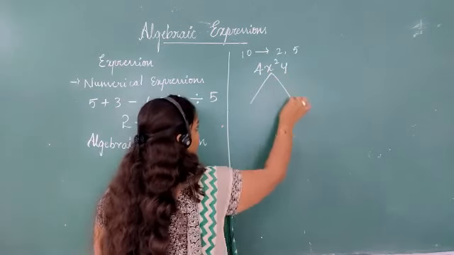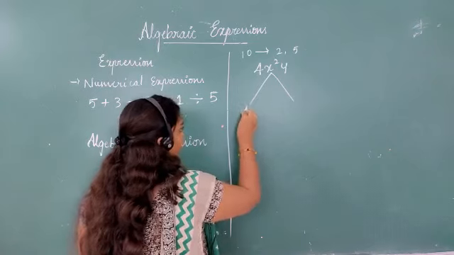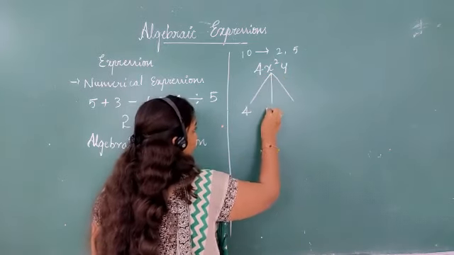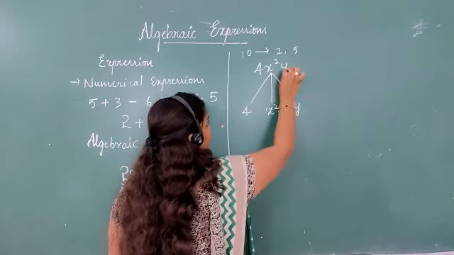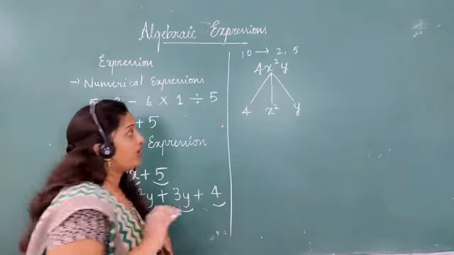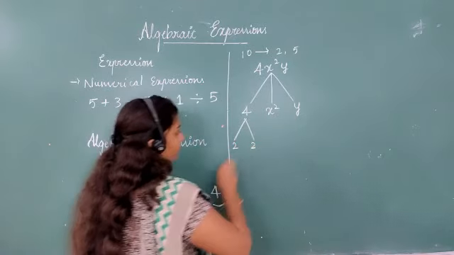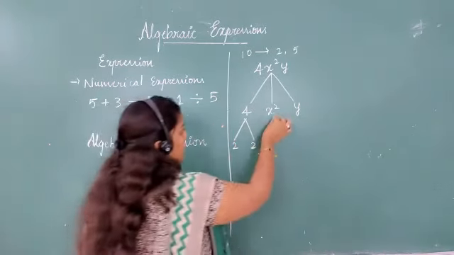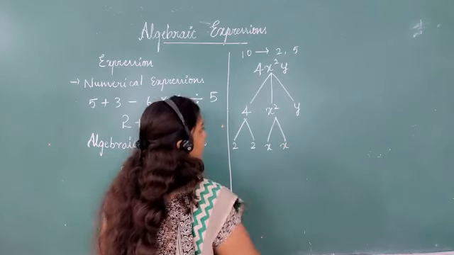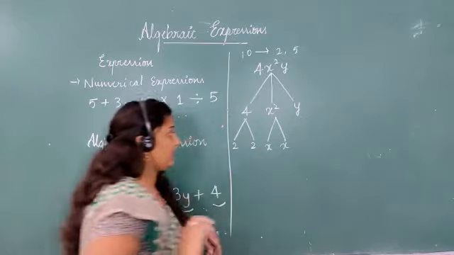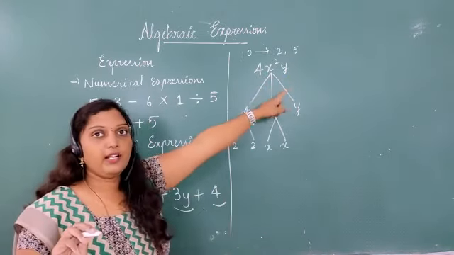First, you have three numbers here, that is 4, next one is x square, and the next one is y. These are the three values. Again, 4 can be written as 2 into 2, and x square can be written as x into x, and y is written as it is. So these are the factors of the term 4x square y.